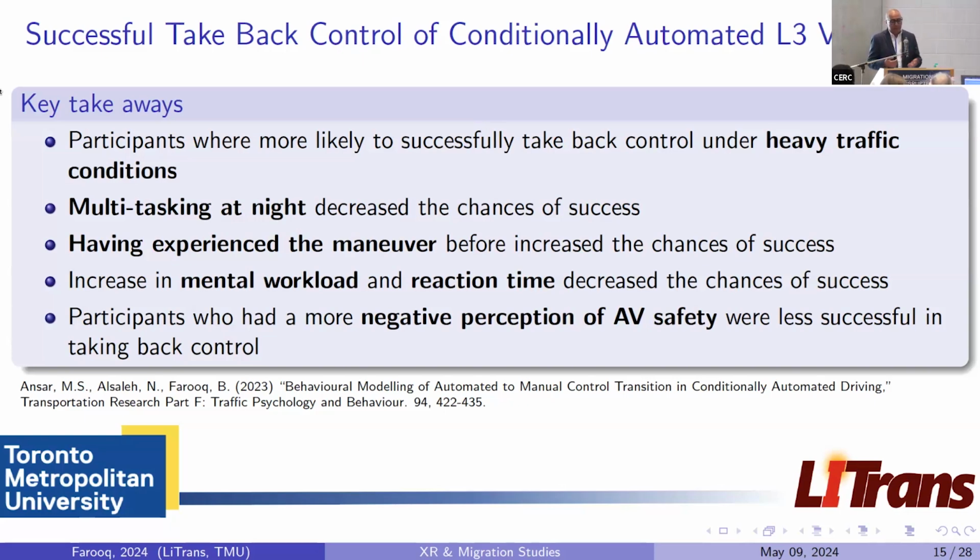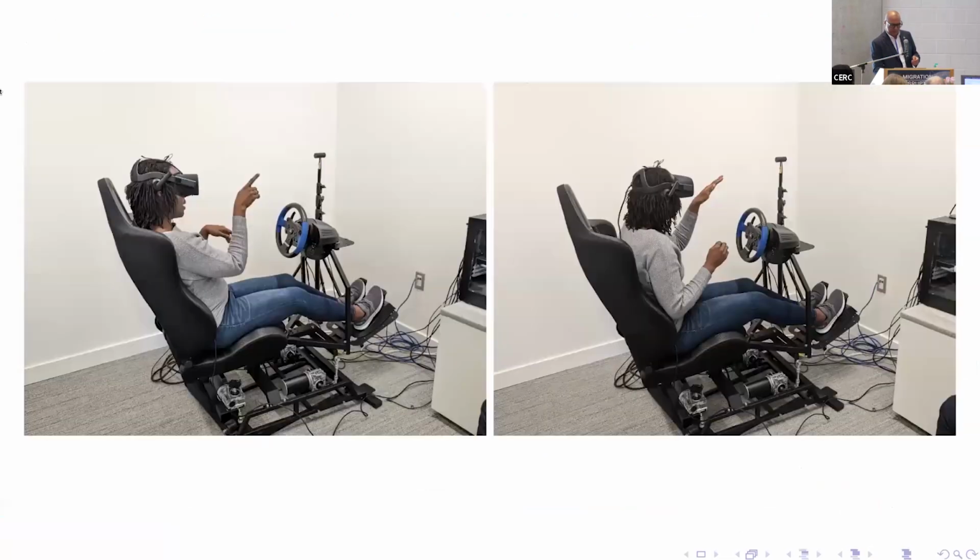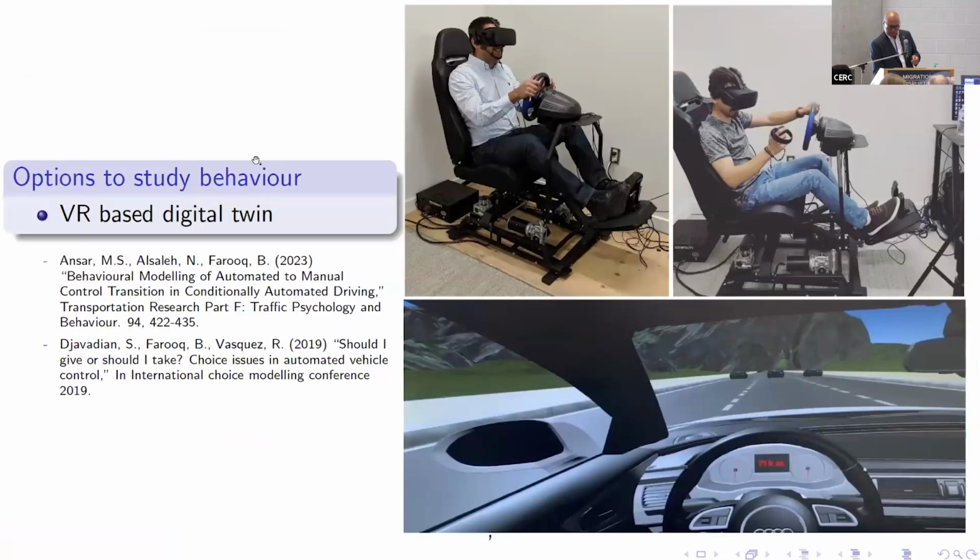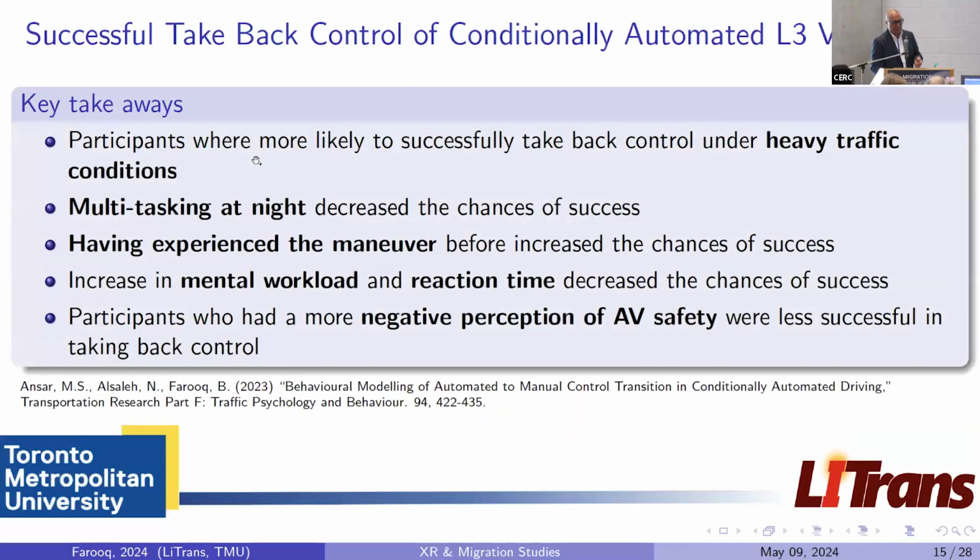Similarly, in multitasking, we have a way of, I might show. Yeah, no, it's not here, but we can simulate, for instance, the use of a smartphone, a virtual smartphone where the person is able to play games and so on. So in case of multitasking, especially at night, the participants were less likely to take back control, which is understandable. And similarly, there are other insights that we were able to get.